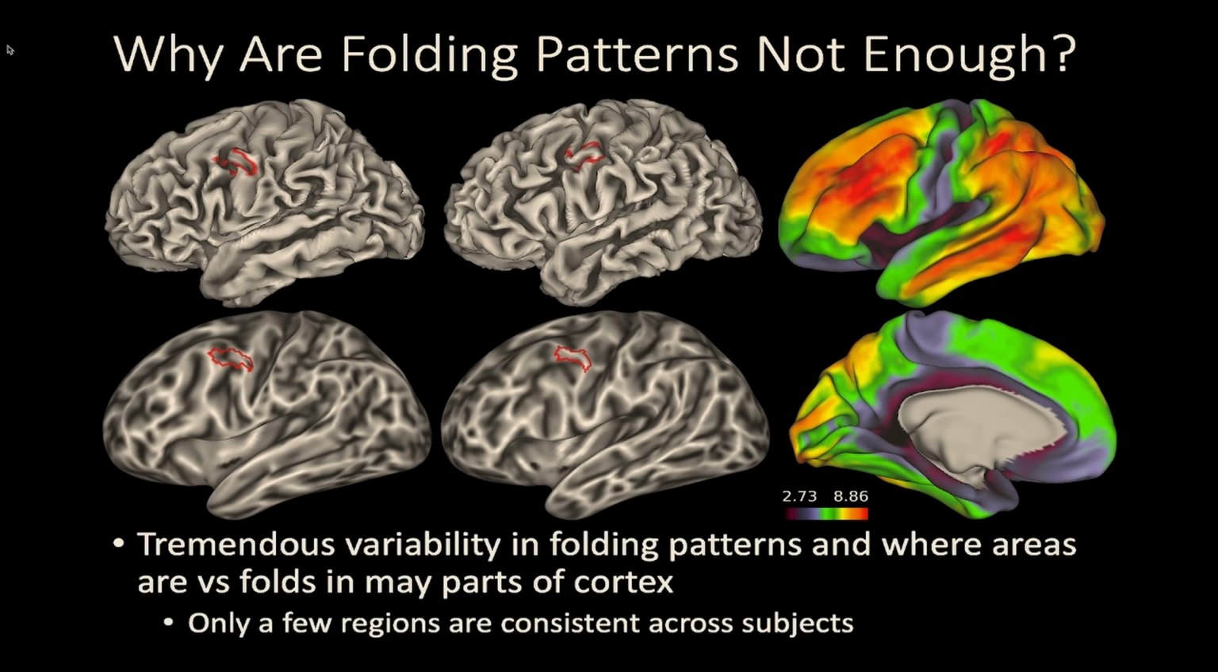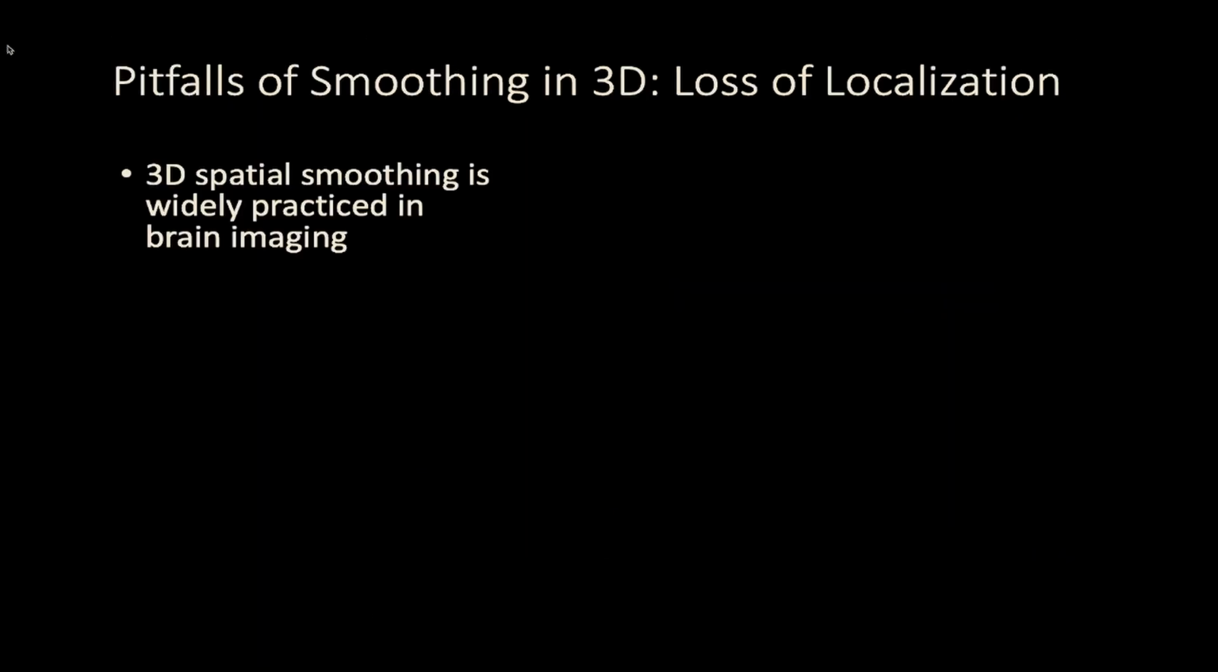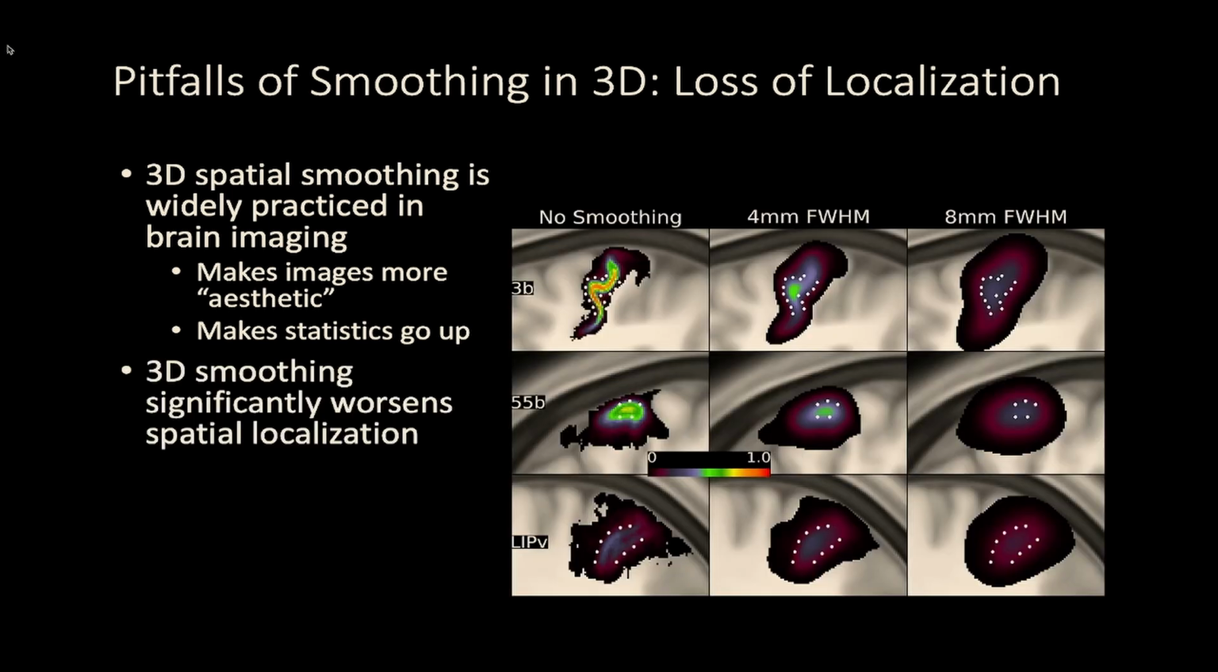It's really only a few parts of the brain that have less variability, like the central sulcus or the insula around the medial wall here. And then, as I was mentioning earlier, smoothing in 3D may be widely practiced in brain imaging. It may make images more aesthetic and statistics go up, but it really makes localization quite a bit worse.